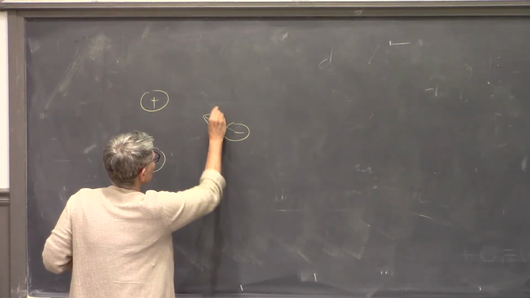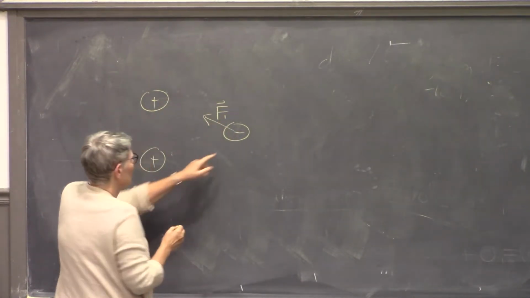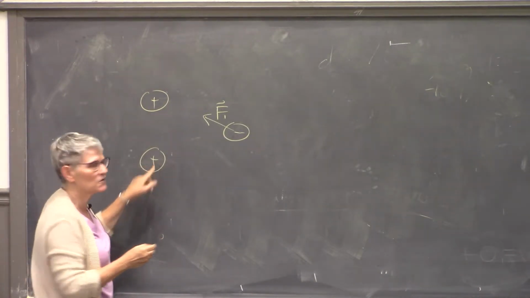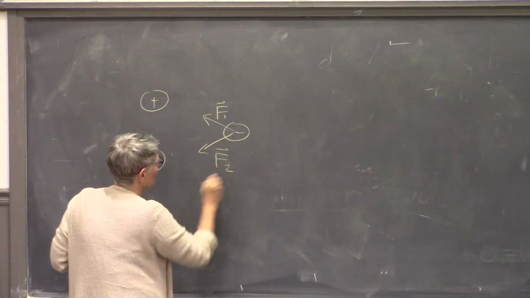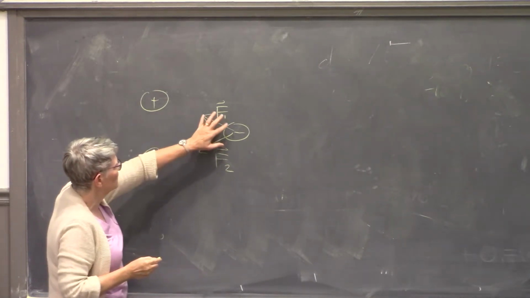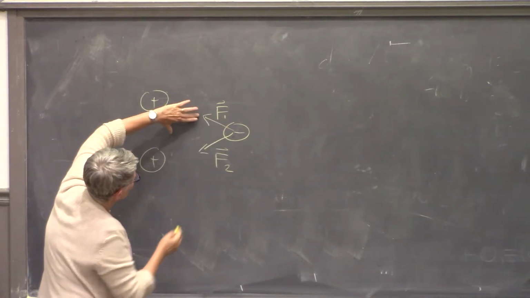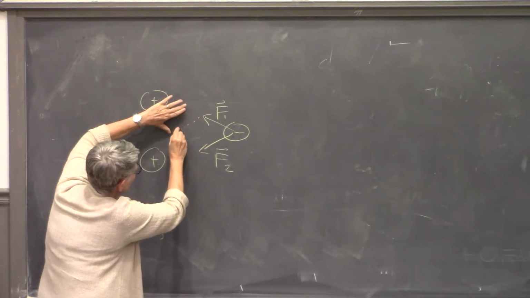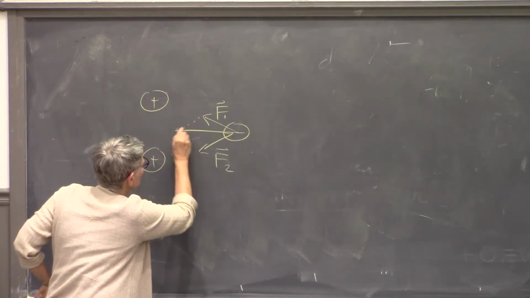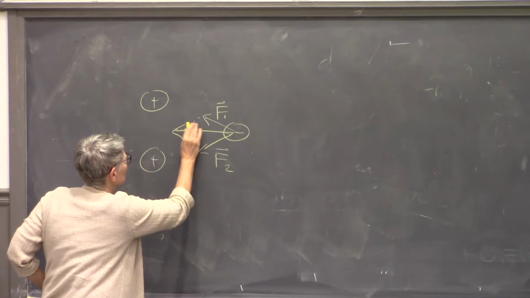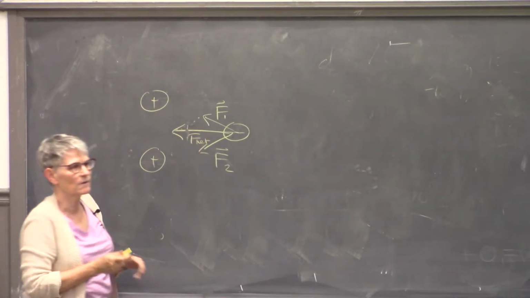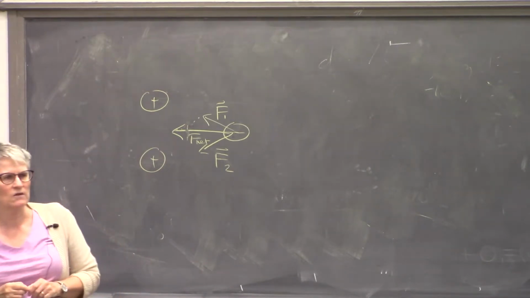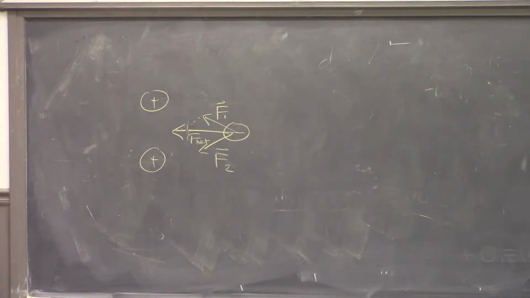And the force on this due to that points this way, and so the sum of these two things, if we take this vector and put it here, does indeed come out that way. Questions? No. Okay.